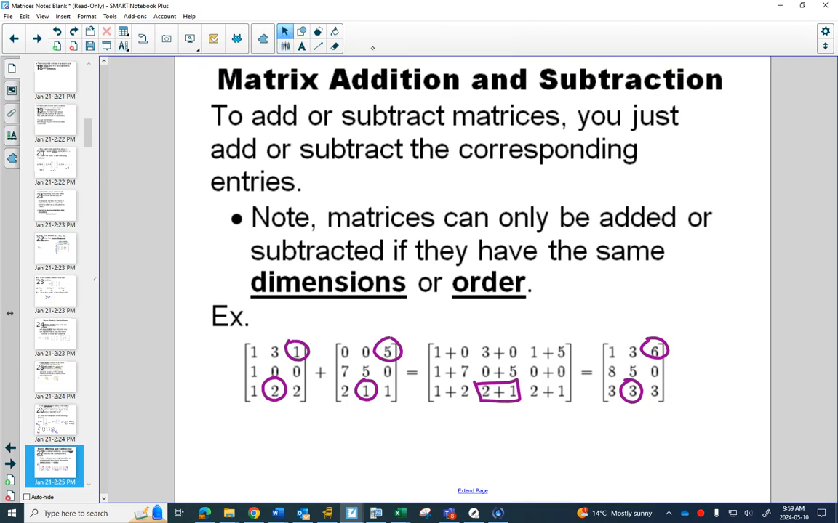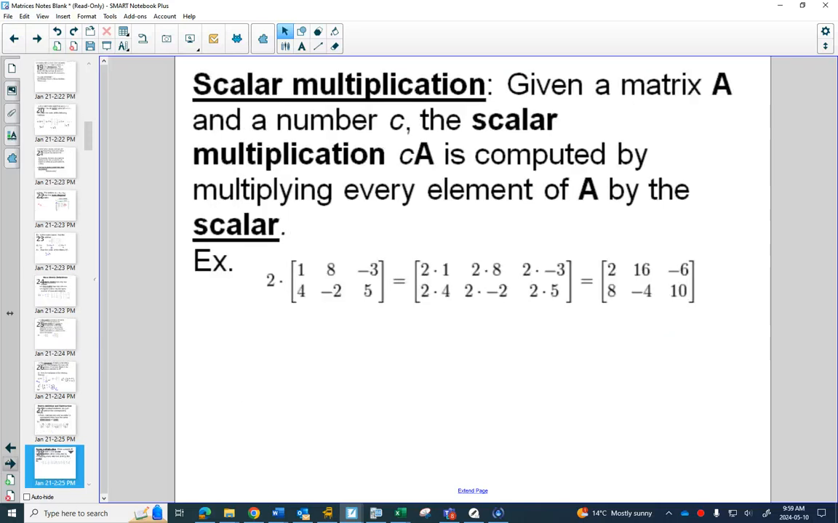Question asked, do you have to show this step in the middle? That would be really annoying. Yes, you have to show the step in the middle every single time. Dropout rates for matrices would go way up. I can't do this. Subtracting is the same. And then we have scalar multiplication.